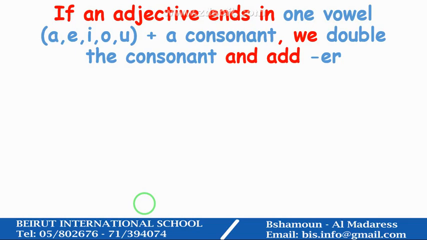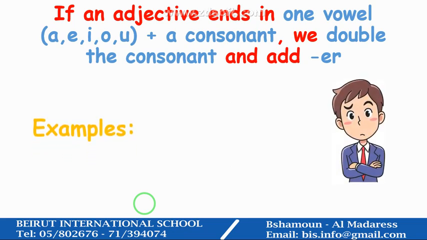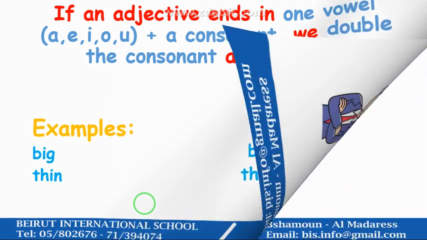If an adjective ends in one vowel plus a consonant, we have to double the consonant and add er. Here, it's a short word that ends with a vowel and a consonant. For example, big. So I have to add er after I double the final consonant. Same as in thin. It becomes thinner. I have to double the final consonant and then add er.